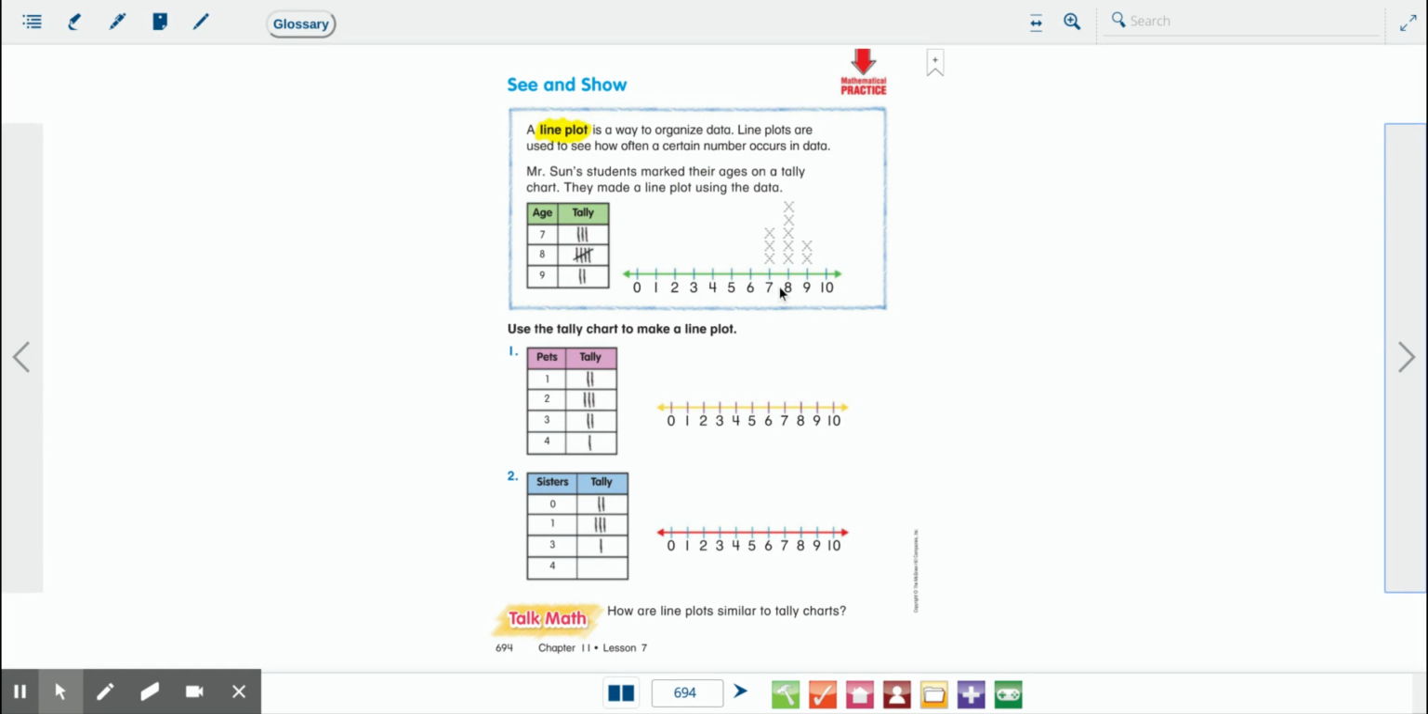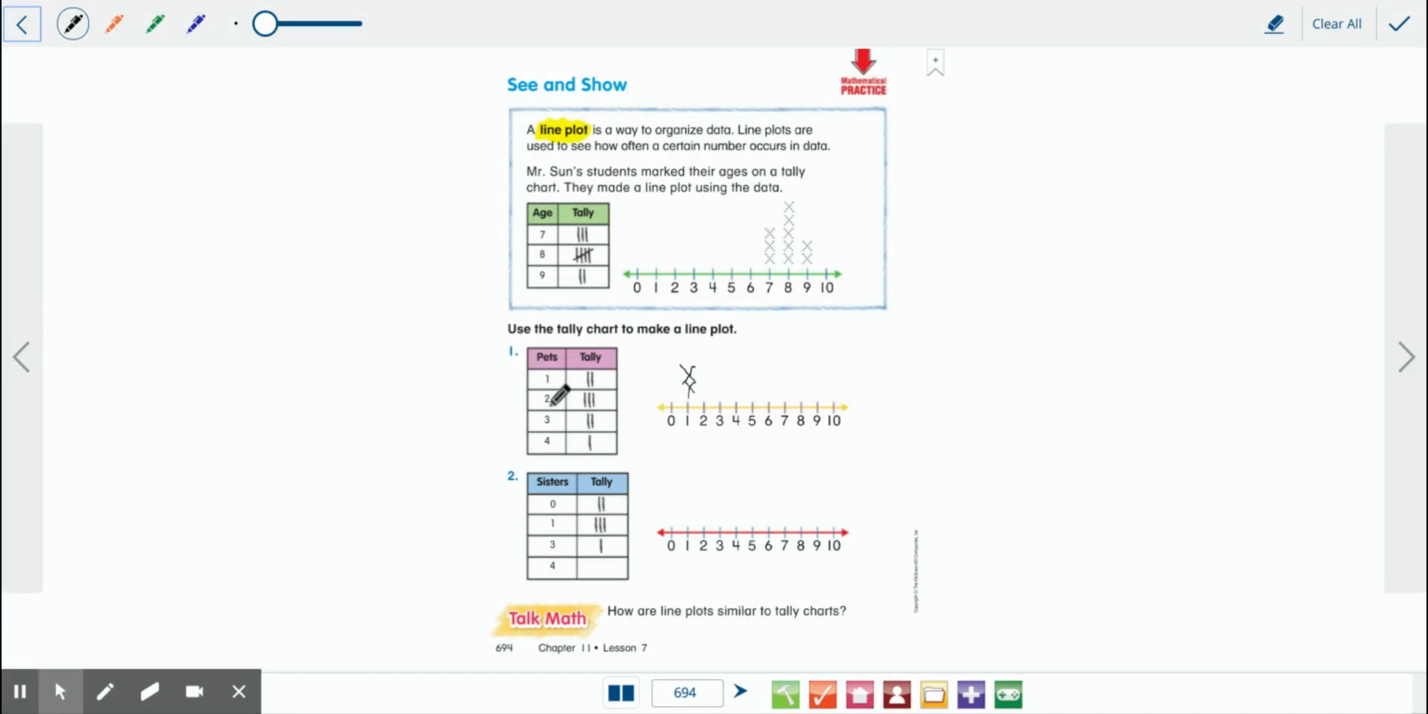So I can look at my 7-year-olds. There's 1, 2, 3 7-year-olds, 1, 2, 3, 4, 5 8-year-olds, and 2 9-year-olds. So now we want to see how many pets students have. So there are 2 students with 1 pet. So we're going to put 2 X's for our line plot over the number 1.